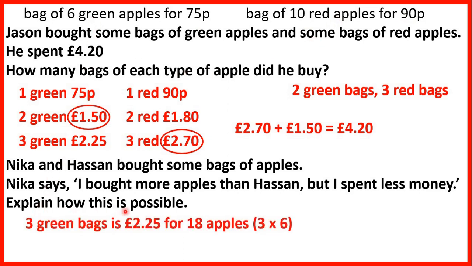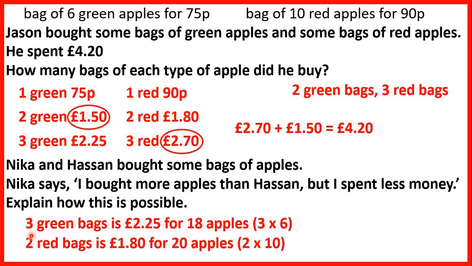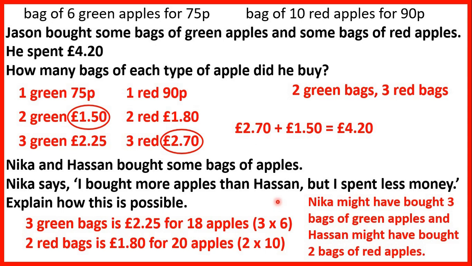So 3 green bags, we found out, is £2.25, and that will be for 18 apples, because if you buy 3 bags of 6, you buy 18 altogether. But 2 red bags is £1.80, as we've seen here, and for that you get 20 apples, because if you buy 2 bags and there are 10 apples in each bag, that's 20 apples altogether. So Nika might have bought 3 bags of green apples, and Hassan might have bought 2 bags of red apples.